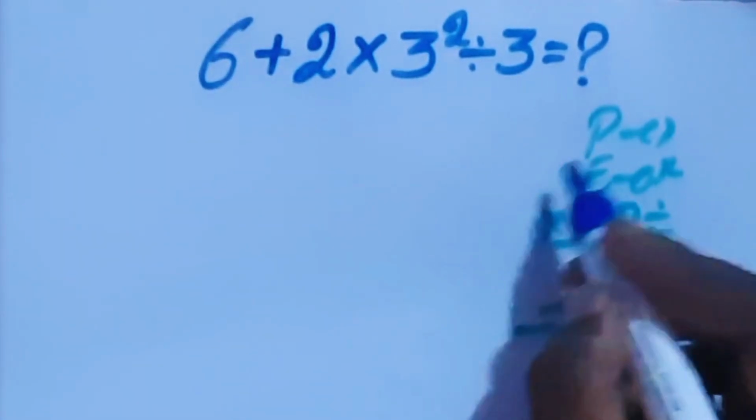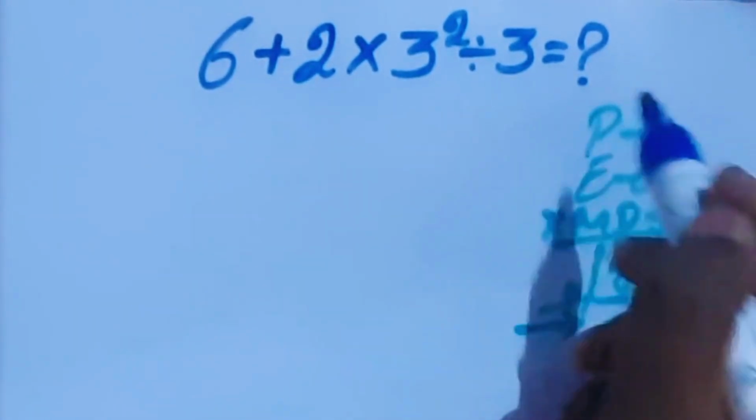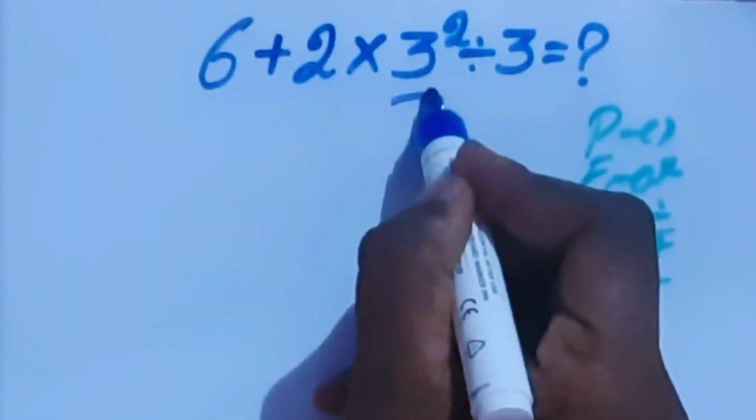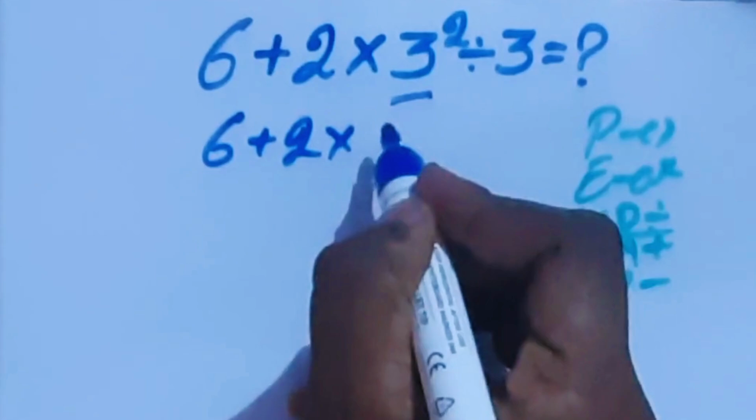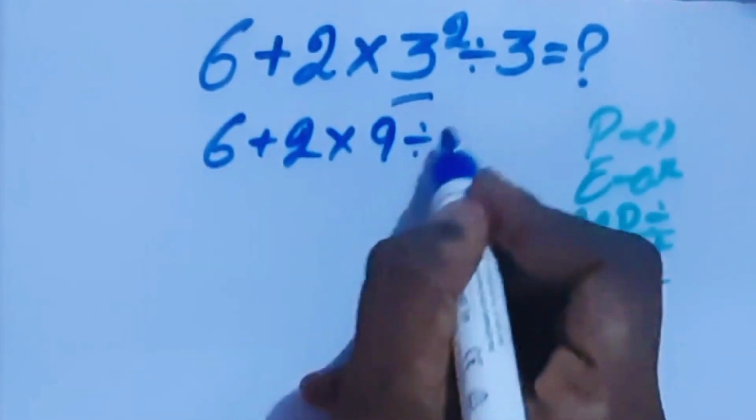As per the order of operations PEMDAS, the bracket is higher priority. We don't have a bracket in this problem. Next priority is the exponent. So we have to do this exponent before the other operations here. 6 plus 2 times, here 3 power 2 is 9, divided by 3.